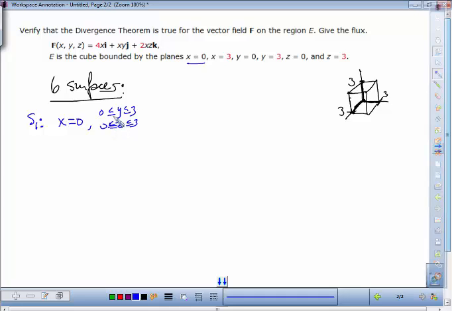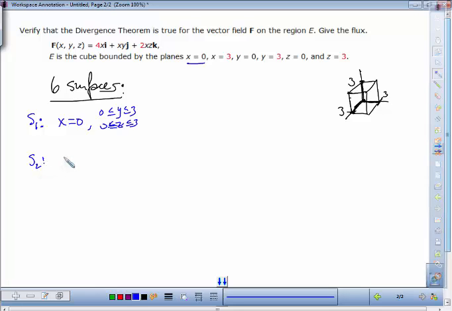So these are all just nice planes that are parallel to the coordinate planes, or I mean 3 of them are the coordinate planes, and then the other 3 are parallel to the coordinate planes. So we'll have a fairly simple setup for these things. Okay, so that's the first surface. Maybe we'll just make a list of these surfaces over here.